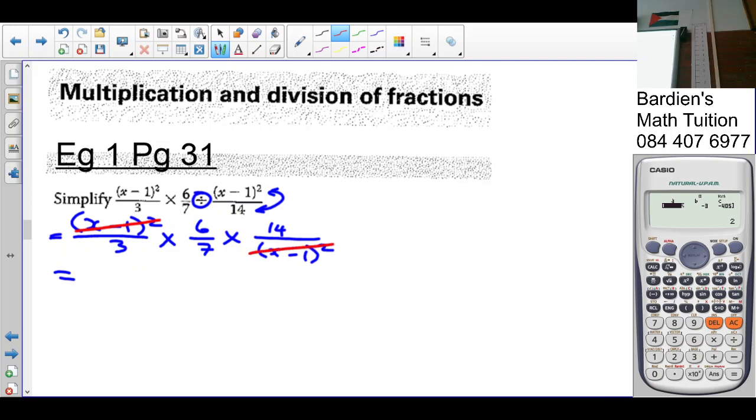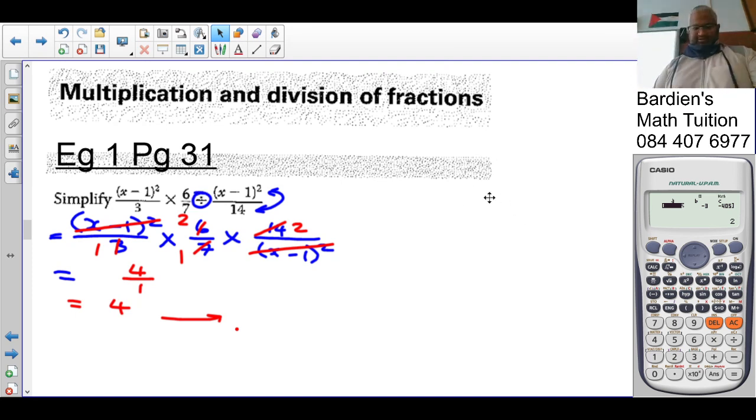Yes. Now what? 3 going to 3 once, 3 going to 6 twice. Now what? 7 going to 7 once, 7 going to 14? 2 times 2 is? Over? Which is 1. Any problems here? No? Nice. Okay, we'll do another one.